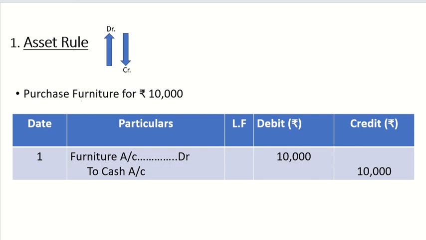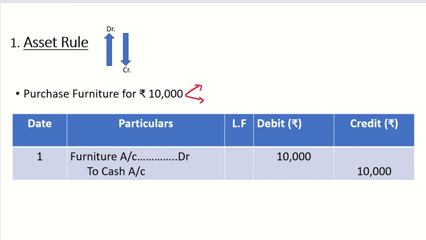Now see, the first account is the asset account. We'll see the rule behind it. For increase, we should debit. For decrease, we should credit. Now we'll see an example. Purchase furniture for rupees 10,000. They are purchasing the furniture and giving cash in return. So we will see which two accounts get affected here. This is our first step.